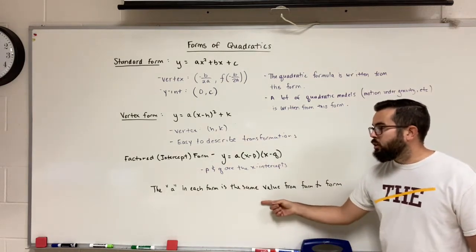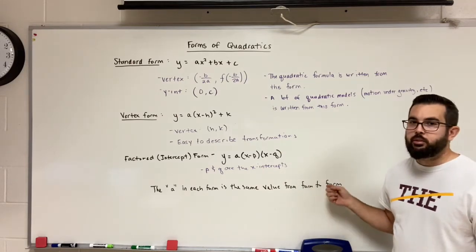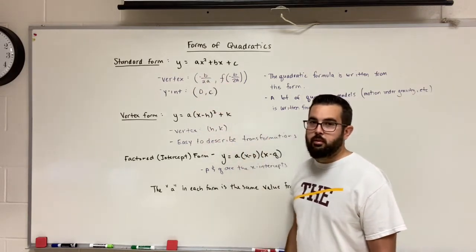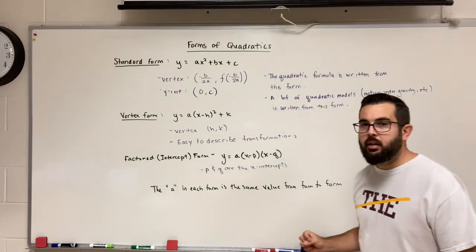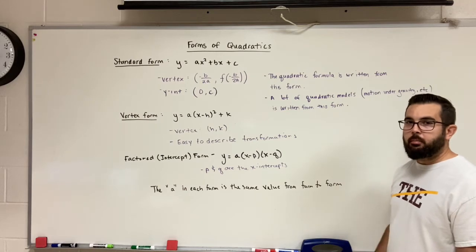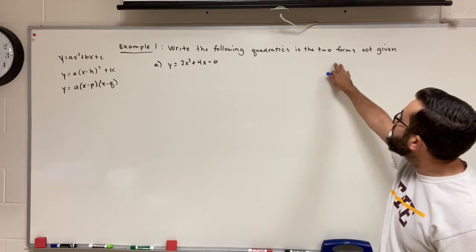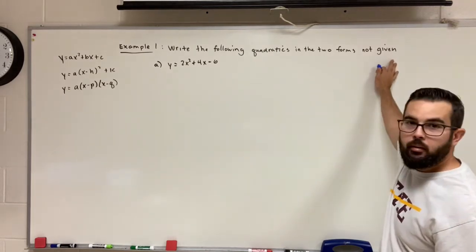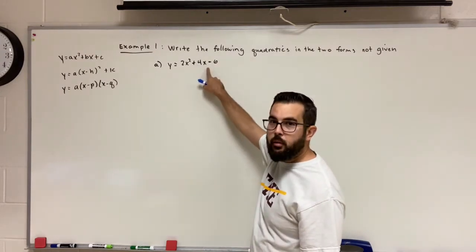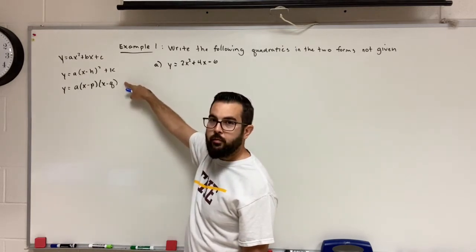And then finally, the note is the a in each form is the same value from form to form. So when we switch between forms, that a is going to stay in each of the forms. All right, so feel free to pause this video at this point if you want to write all this stuff down. Now would be the time to do it. All right, so first example, write the following quadratics in the two forms not given. All right, so our first one we have in standard form. So we need to write it in vertex form and then in intercept form.